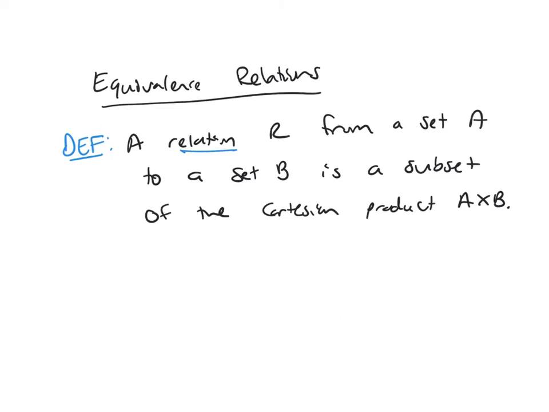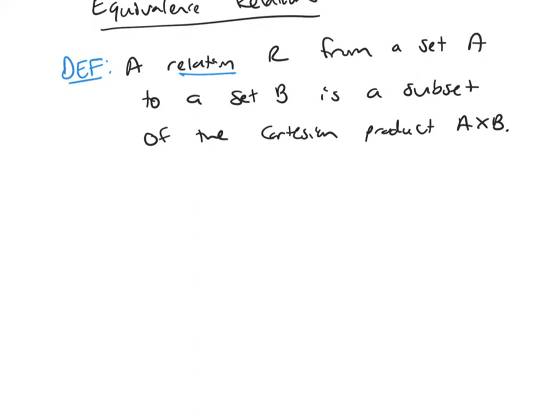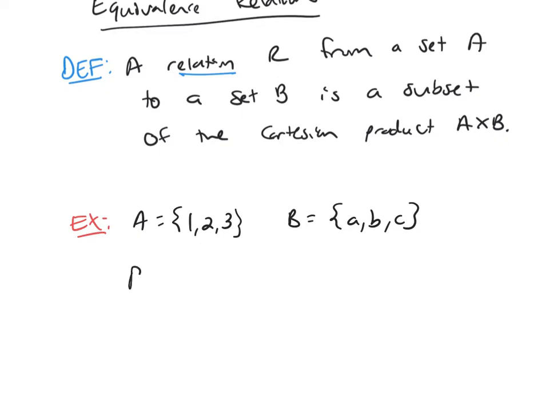So let's look at an example of a relation. Let's say our set A is the set {1, 2, 3}, and B would be {a, b, c}. An example of a relation from A to B is a subset of the Cartesian product. So I have ordered pairs where the first element comes from A and the second element comes from B. For example, (1,a) and (2,c). That's a subset of A cross B.